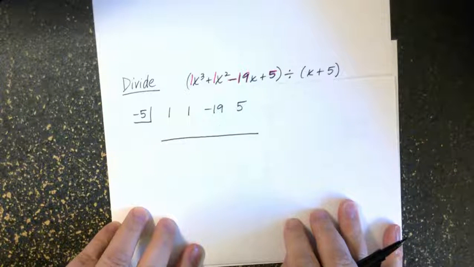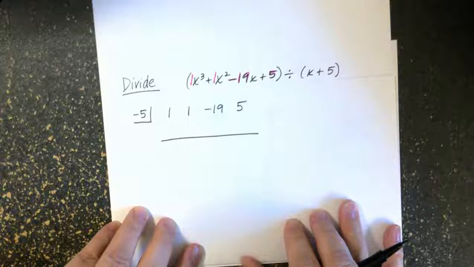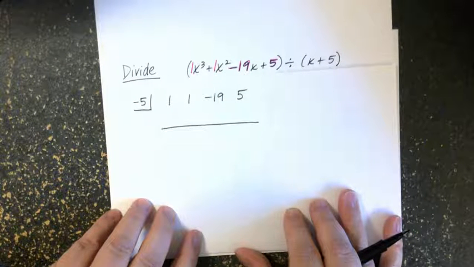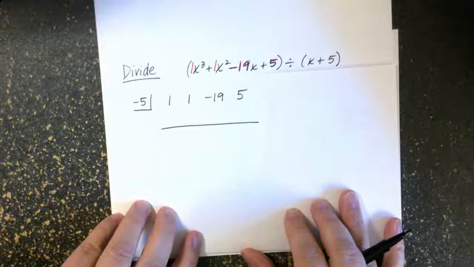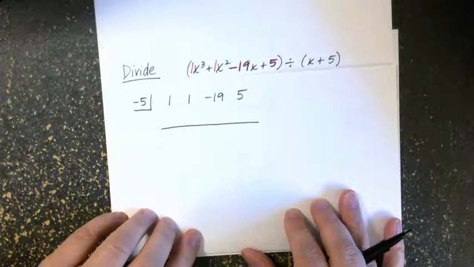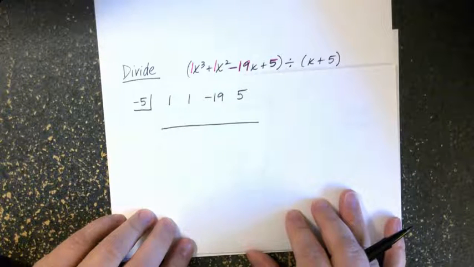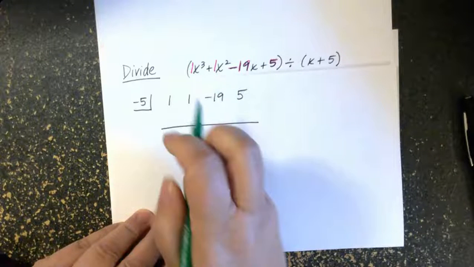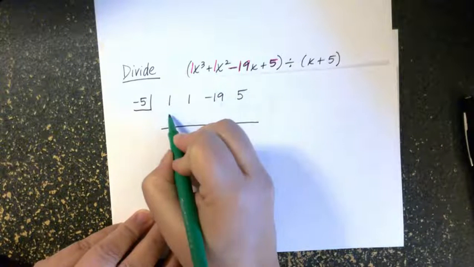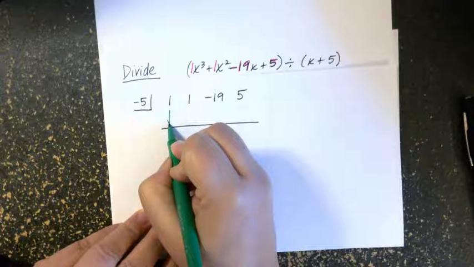Okay, now I'm ready to start. If all that seems kind of abstract, well, that's because it is the first couple of times you see it. You have to learn how to set it up like that, and once you get the hang of setting it up, it's pretty quick. Now, the first step is to take that leading coefficient, the number that was in front of my first term, and bring it down.